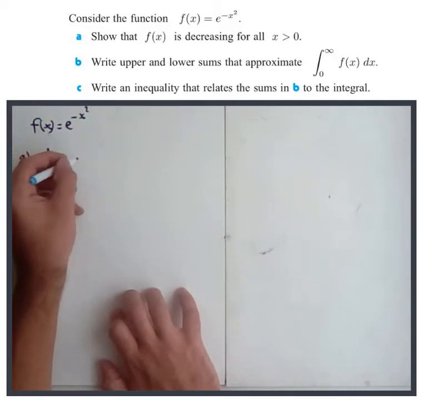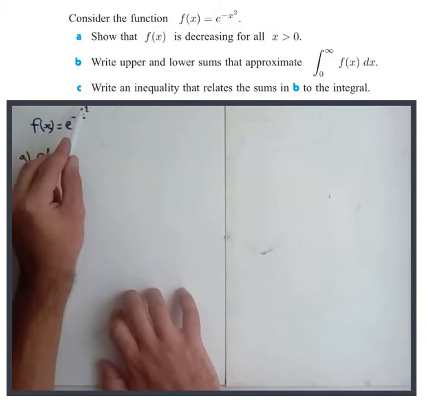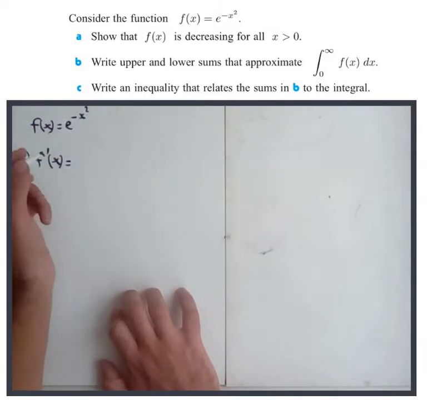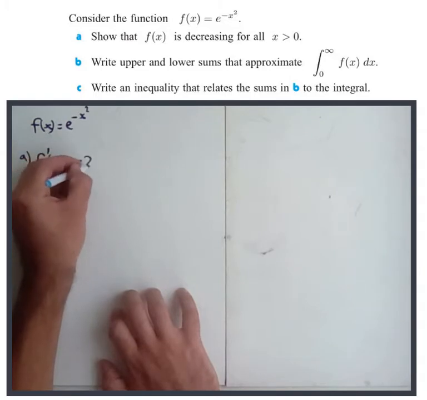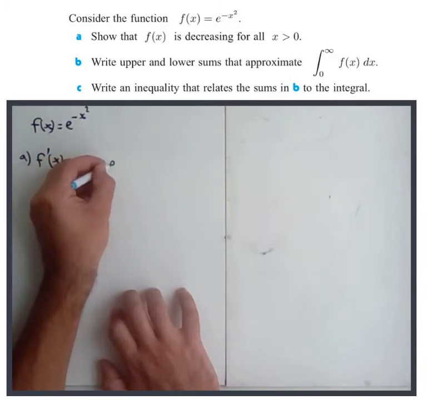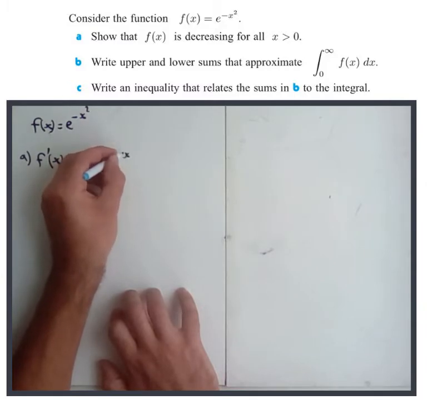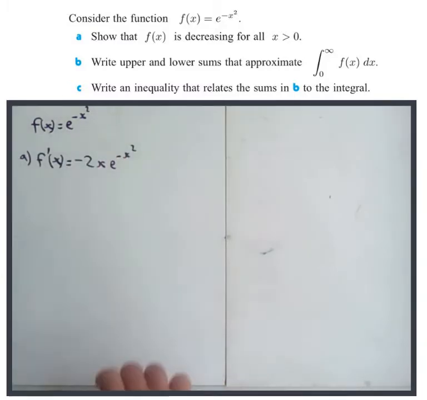But you should get, the derivative of minus x squared with respect to x is minus 2x. Minus 2x times e to the minus x squared. So that's the derivative, right? So then we need to show that this is negative for all x greater than 0.